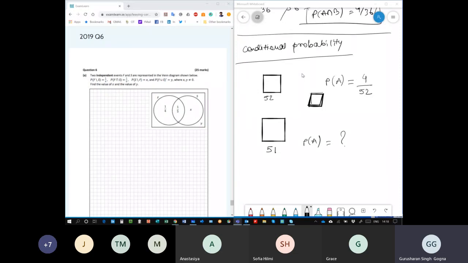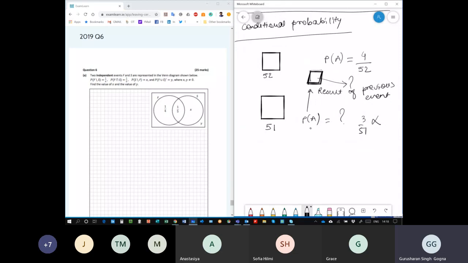Okay, so Anastasia said that it's 3/51. Okay, no, that's not correct. And the reason for that is we don't know what this card was. Did we? So it depends. The occurrence of this event now will depend on the result of the previous event, isn't it? I didn't say that the first card was an ace, and this is called conditional probability.